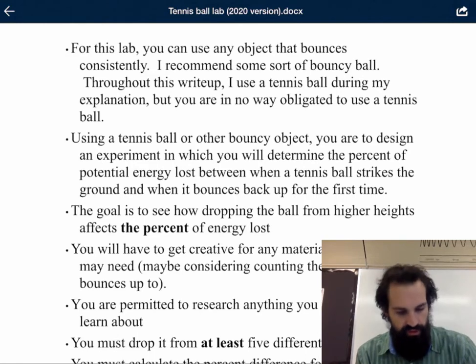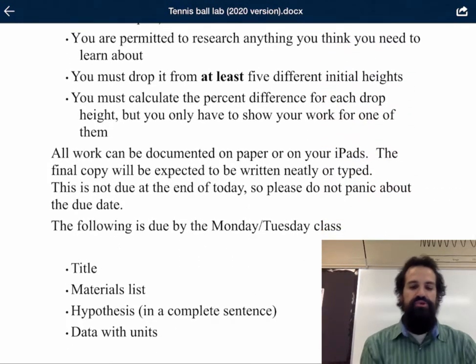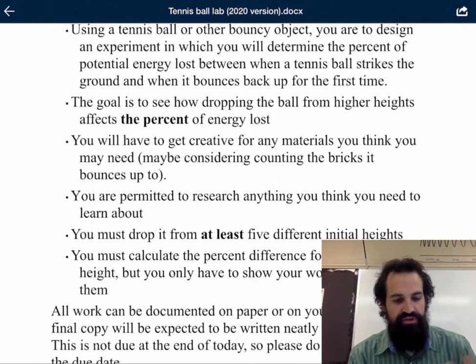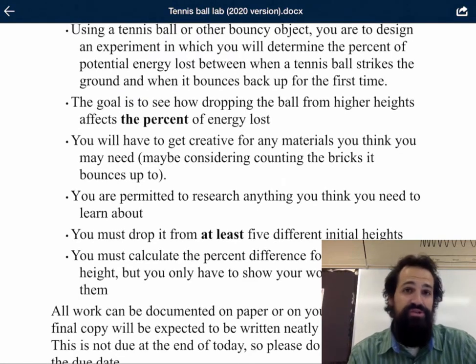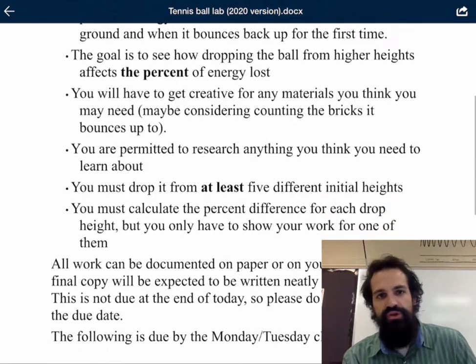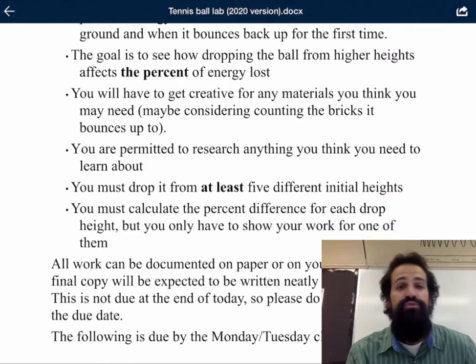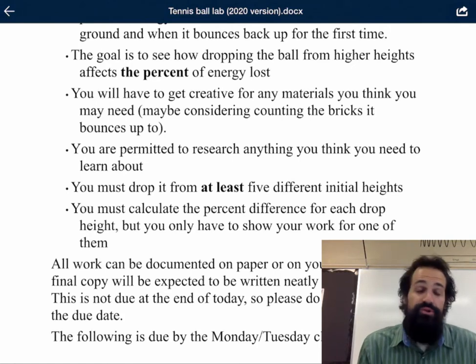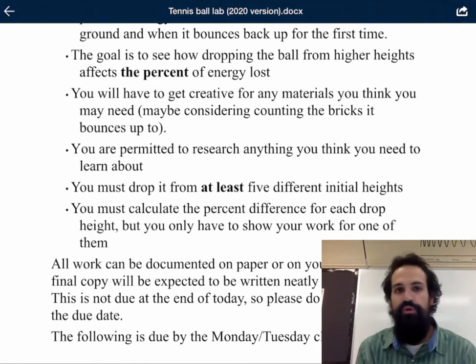You are permitted to research anything you think you need to learn about. So I wrote up here, you're calculating the percent of potential energy lost. If you think you need to look up what potential energy is, please feel free to do so. Learn while you're going through this. If you see any new terms, look them up. Find out what you're looking for.